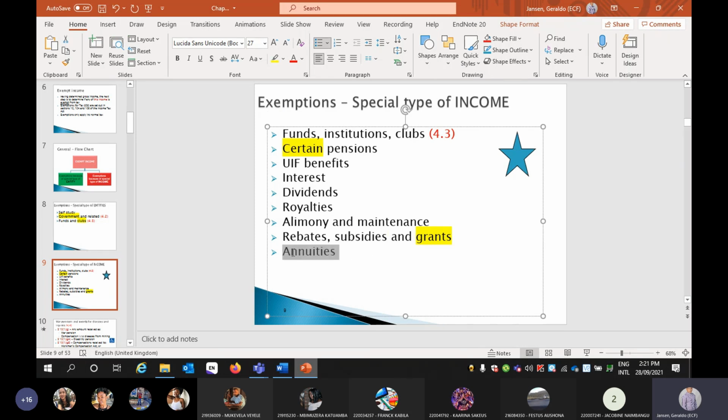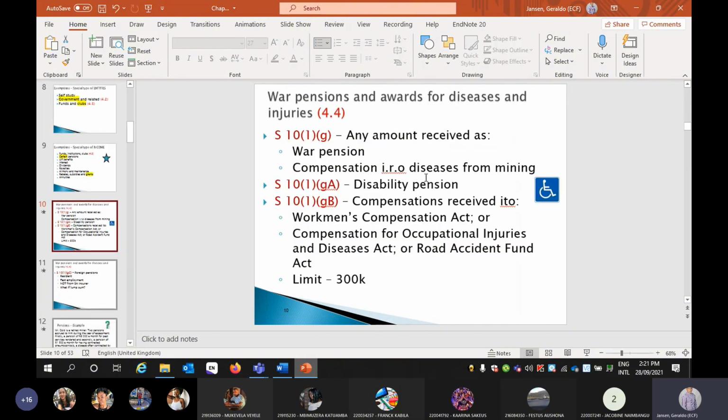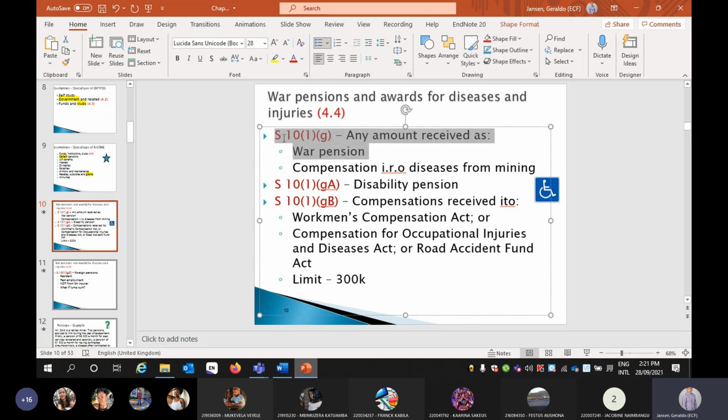And then obviously annuities, but we know it's not the full annuity. We already know Y equals A over B times C, so we have to calculate the capital portion. Then we will also look at war pension and awards for diseases and injuries. Now, guys, remember we spoke about this under special inclusion already. If you receive a war pension, obviously you need to include it in gross income. And today we will see that the full amount will be deducted.